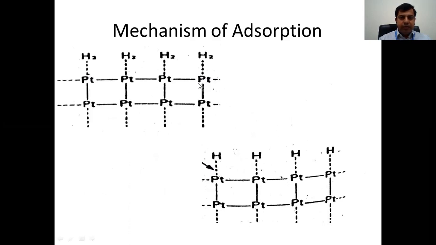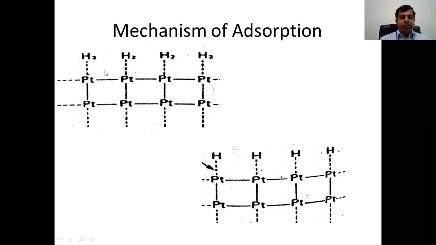This is the mechanism of how adsorption takes place. Here the platinum is the adsorbent, and the molecules of hydrogen gas are acting as the adsorbate. And here, the surface is the same, platinum is the adsorbent and hydrogen atoms are acting as the adsorbate. So the difference between these two is that even a molecule or an atom can be adsorbed on the surface of the adsorbent, and this is the mechanism of adsorption.